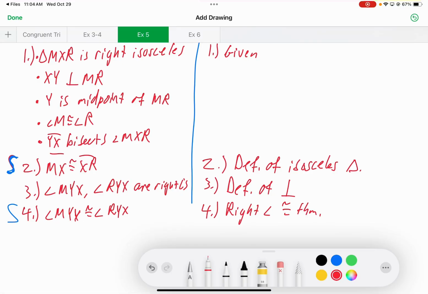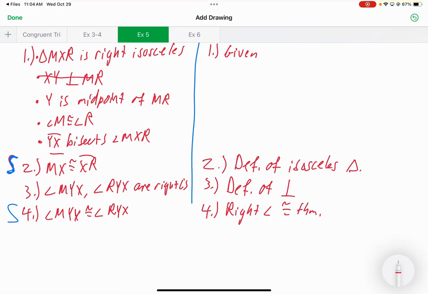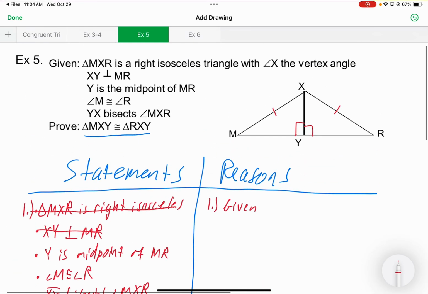All right, I've shown two sides. Let's go to my next given. We use that given, we use this given. My next one is Y is the midpoint of MR. Oh, that's an easy one. So Y is the midpoint of MR. What does that tell me?